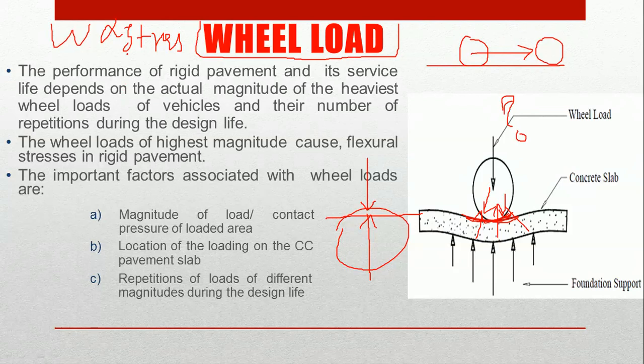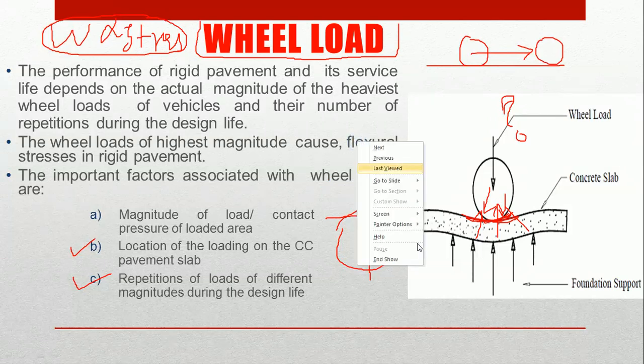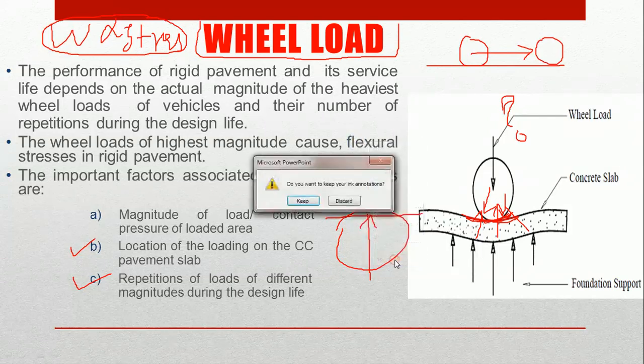So if the wheel load is more, then there is an increase in the stress level in the rigid pavement or in the flexible pavement. Therefore we need to consider how much load is coming on the pavement and where the load is acting, that is, the location of the loads on the slab, and the number of repetitive loads acting on the pavement. So these parameters we need to consider while designing the rigid pavement.